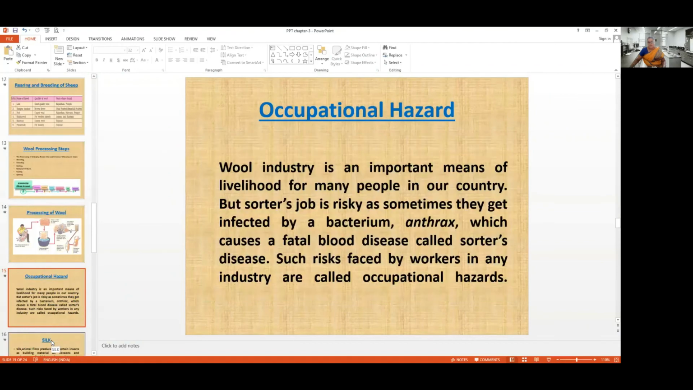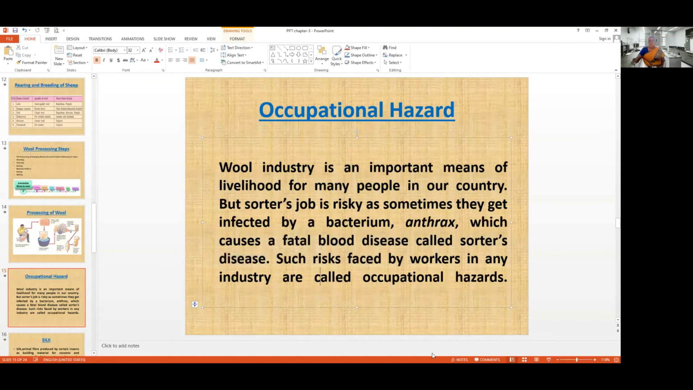So next coming to occupational hazard. Occupational hazard means, what do you mean occupation? The job of the people, the working place of the people. So the people working in the wool industry will be getting some dangerous diseases. So what are the risky jobs they are having? That is Sorter's disease. Sorter's disease is caused by the bacterium anthrax, which causes a fatal blood disease called Sorter's disease.